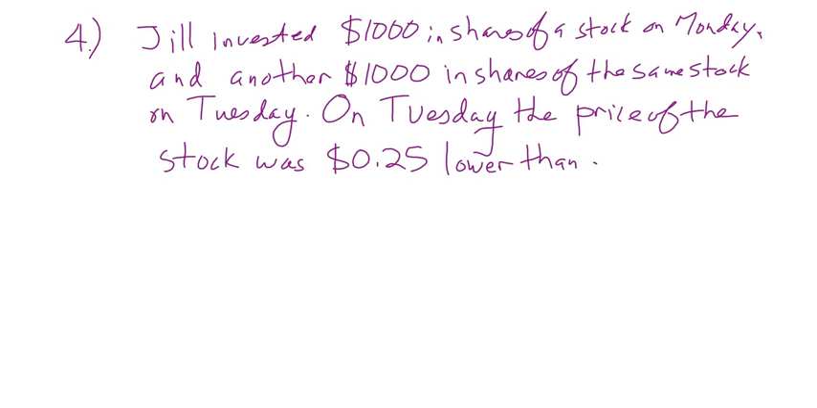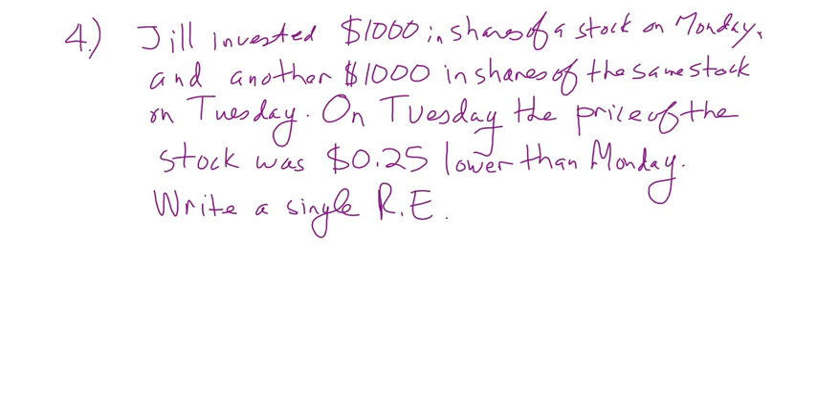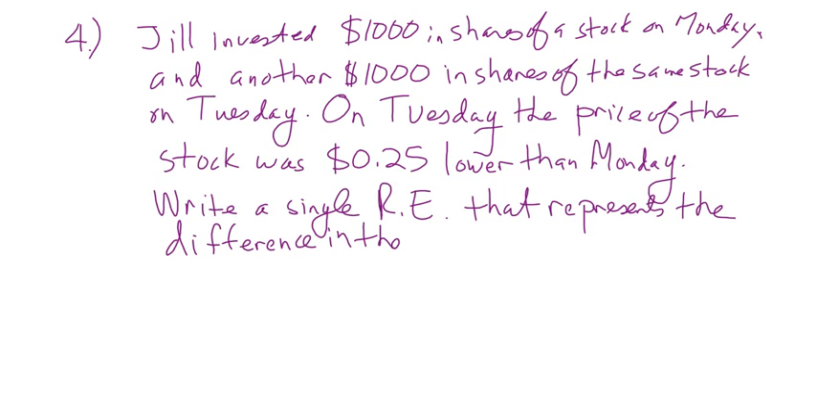So when did she buy more shares, Monday or Tuesday? Tuesday, right? Because it was cheaper. So you should get more shares. Write a single rational expression, just going to abbreviate that, RE, that represents the difference in the number of shares she bought on the 2 days.